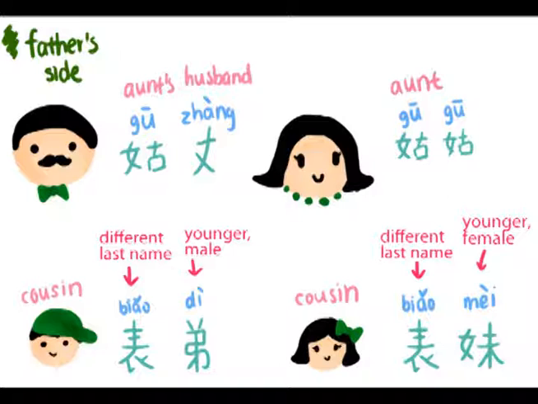Other than your father's brother's children, your other cousins will also be Biao instead of Tang since they would all have different last names from you. They can either be Biao Ge, Biao Jie, Biao Di, or Biao Mei.